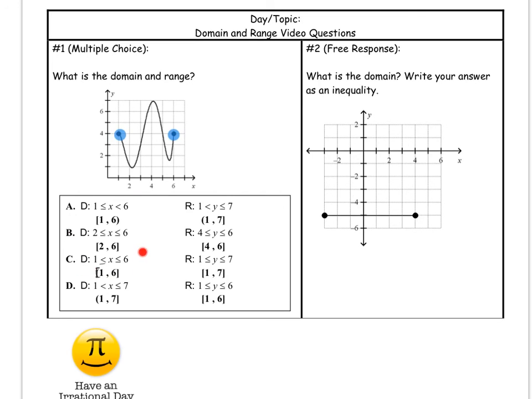There was a typo in letter C, so just be careful, I've fixed it. And then for number 2, you're going to write the domain and range as an inequality, just like we did in number 2 in the previous example.